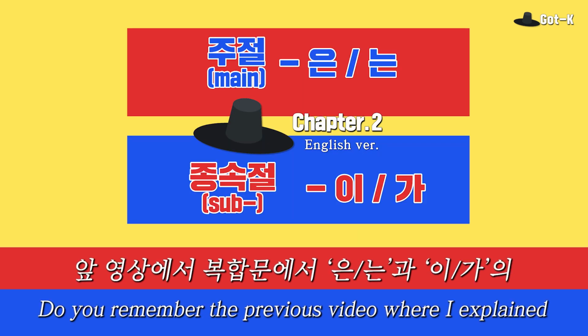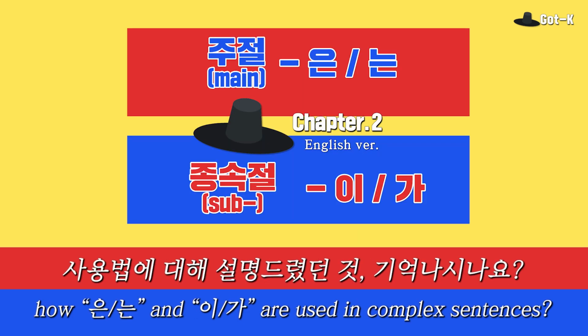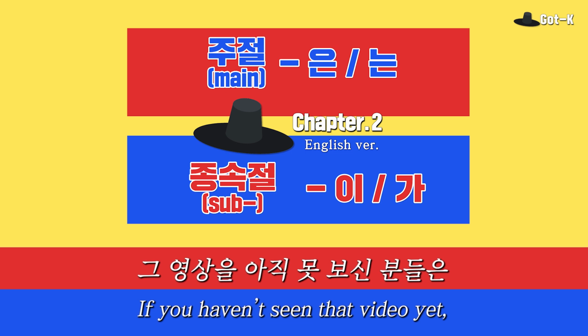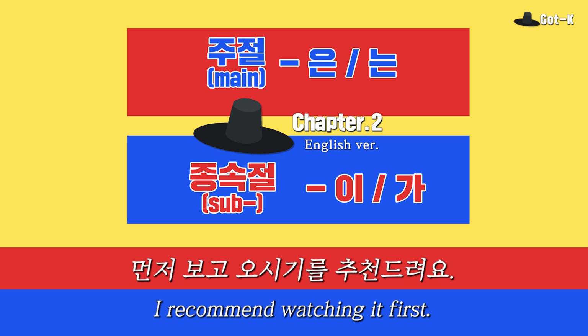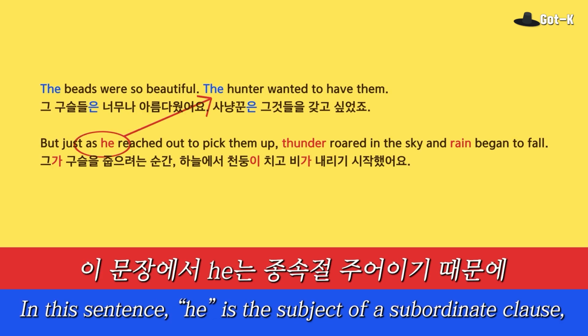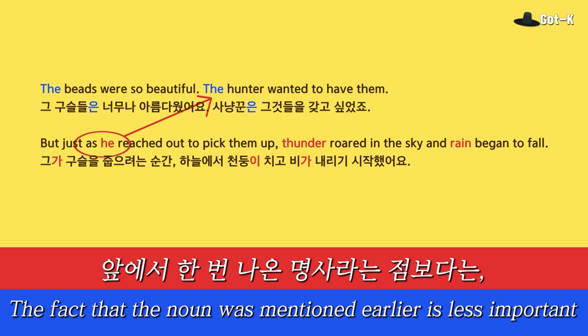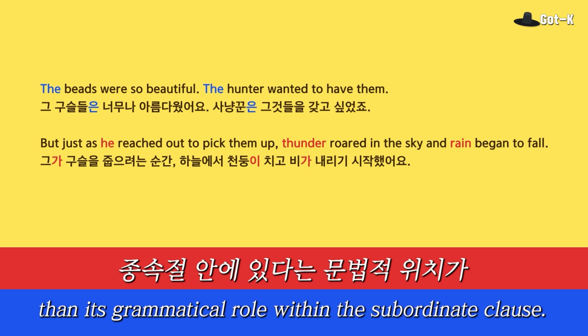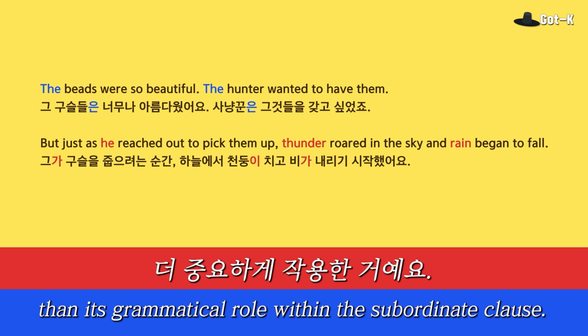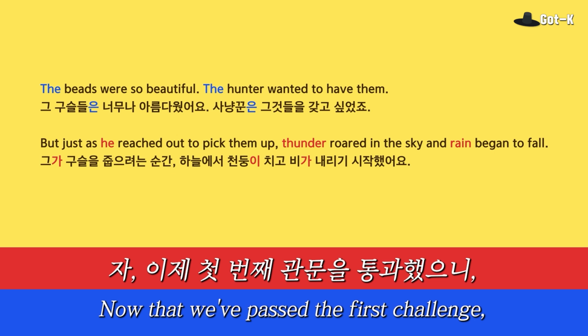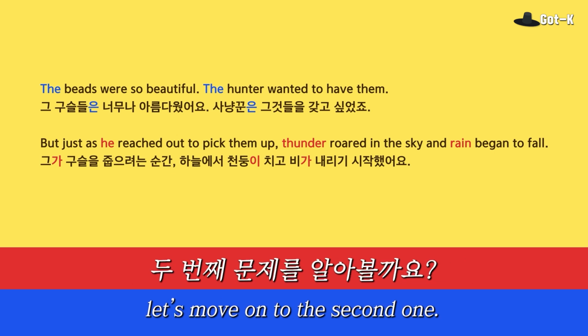Do you remember the previous video where I explained how un and ika are used in complex sentences? If you haven't seen that video yet, I recommend watching it first. In this sentence, he is the subject of a subordinate clause, so we use ka. The fact that the noun was mentioned earlier is less important than its grammatical role within the subordinate clause. Now that we've passed the first challenge, let's move on to the second one.